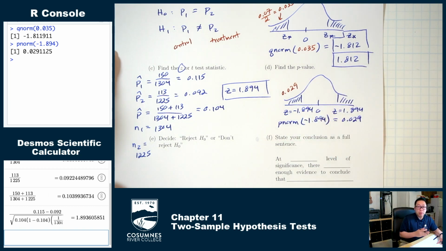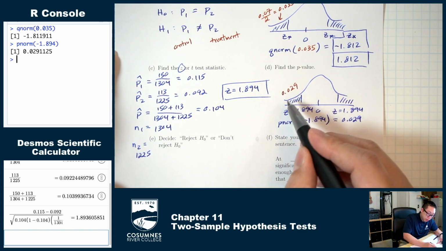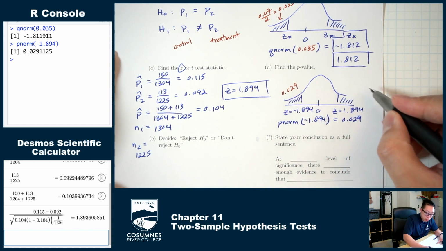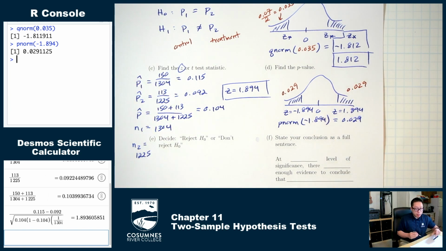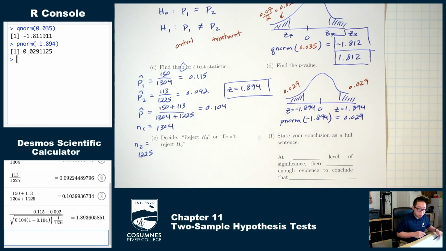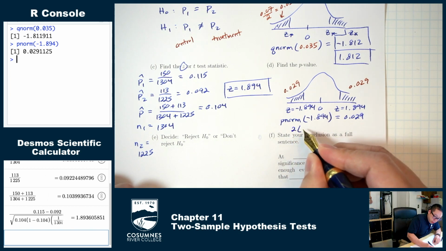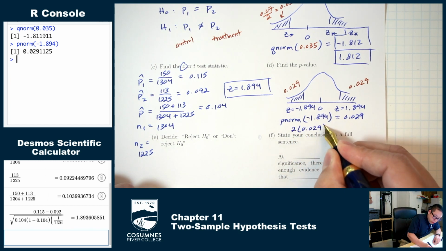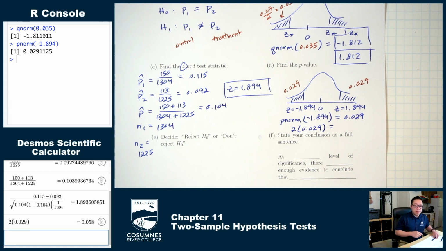And I want the area of both shaded sections together. All right, so if the left one is 0.029, the one on the right by symmetry is also 0.029. And then either add those two things up or take one of them and multiply by 2. So I'm going to multiply by 2. So 2 times 0.029, 0.058.